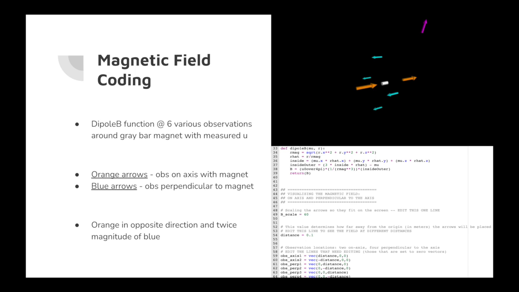So this shows a diagram of the magnetic field of a bar magnet. We used the dipole B function at 6 various observations, which were all at a distance d from the origin around the gray bar magnet. The orange arrows shown in the diagram in the code output are the observation locations on the axis with the magnet, and the blue arrows are observation locations perpendicular to the magnet. The orange arrows should be and are in the opposite direction and twice the magnitude of the blue arrows, because that is how it is for the magnetic field of a bar magnet.